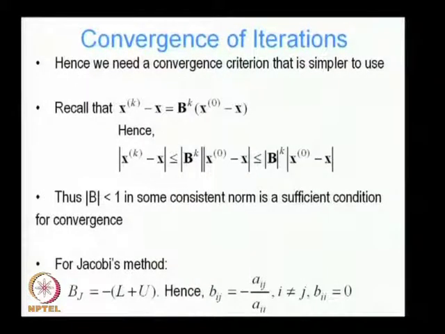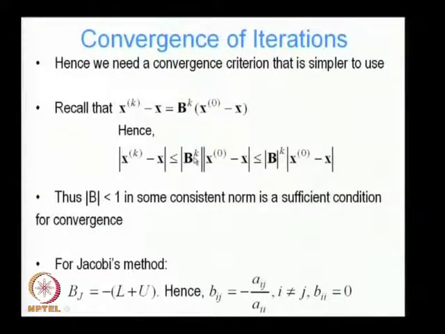So, hence we can write mod of xk minus x is lesser than or equal to mod of bk times mod of x0 minus x, from the definition, which we have discussed in probably the second lecture. We can write this, and bk is nothing but b times b times b and so on and so forth. So, this is again going to be less than or equal to mod of b to the power k.